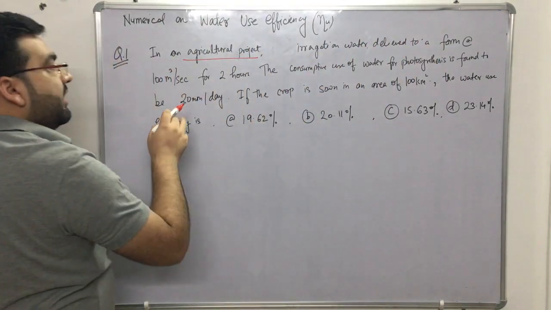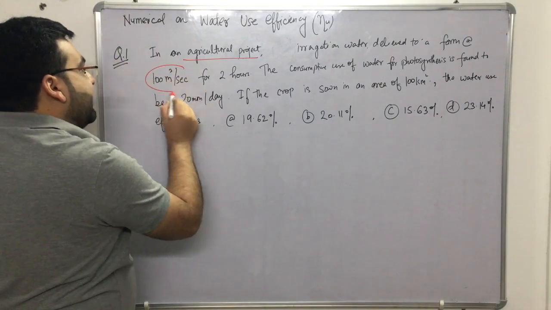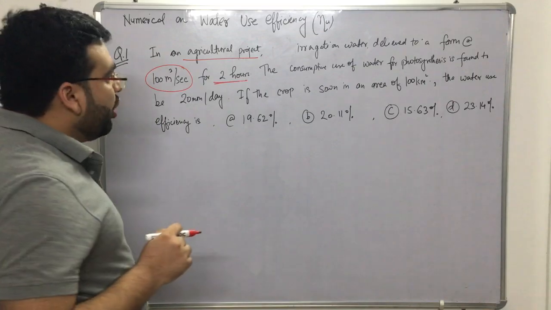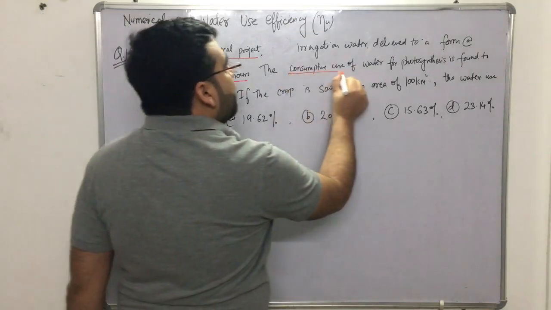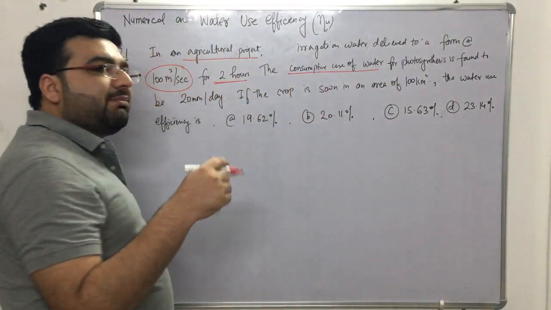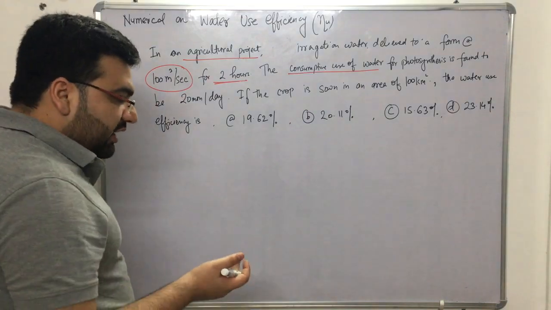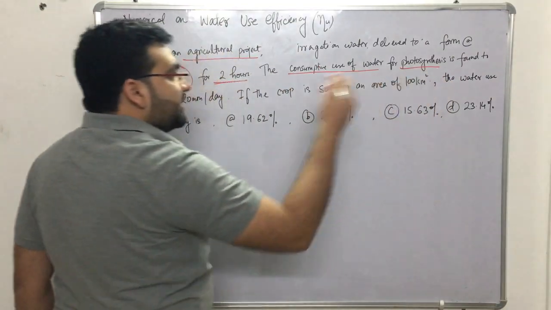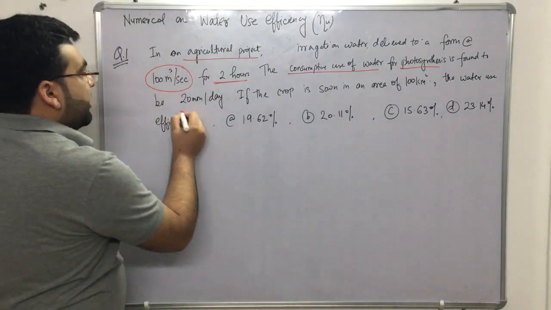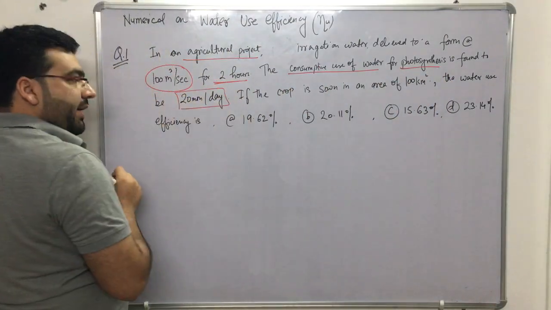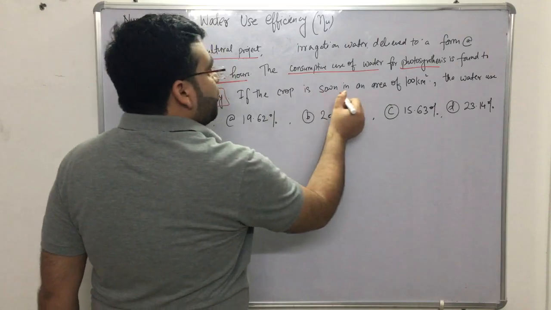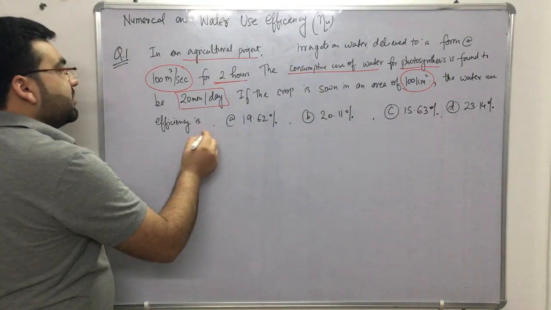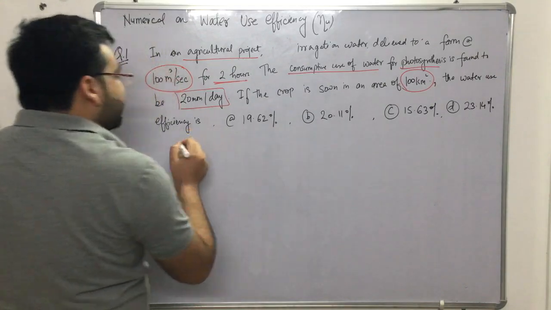is delivered to a farm at the rate of 100 meter cube per second for 2 hours. So that is the delivery rate of water. The consumptive use of water, so consumptive use is the maximum use of water for the maximum yield, for photosynthesis, a process in plants, is found to be 20 mm per day. If the crop is sown in an area of 100 km square, the water use efficiency is how much?